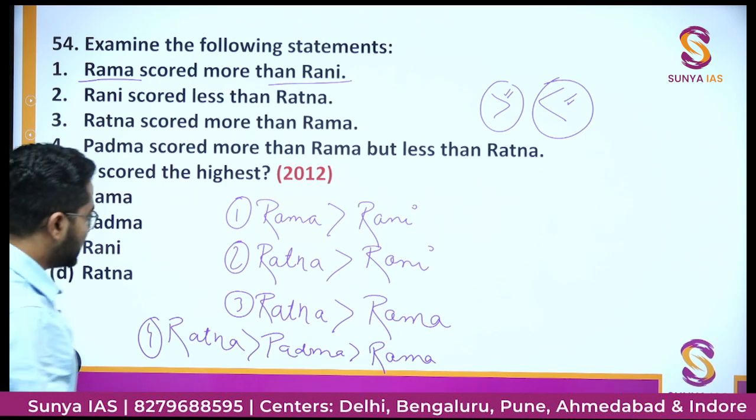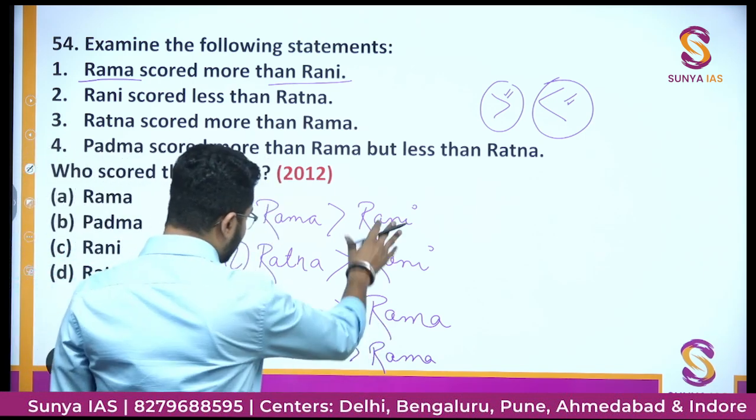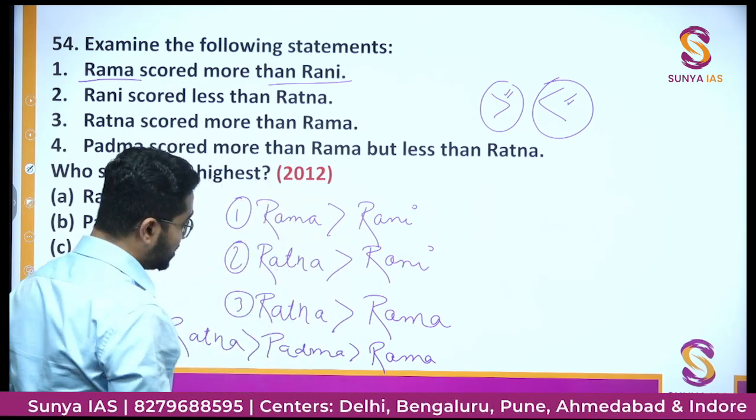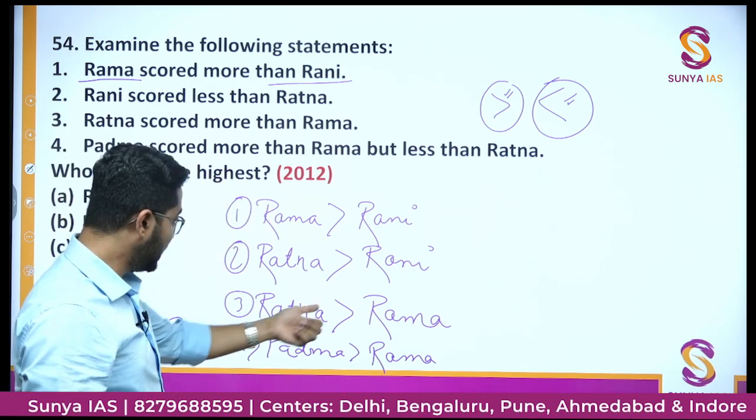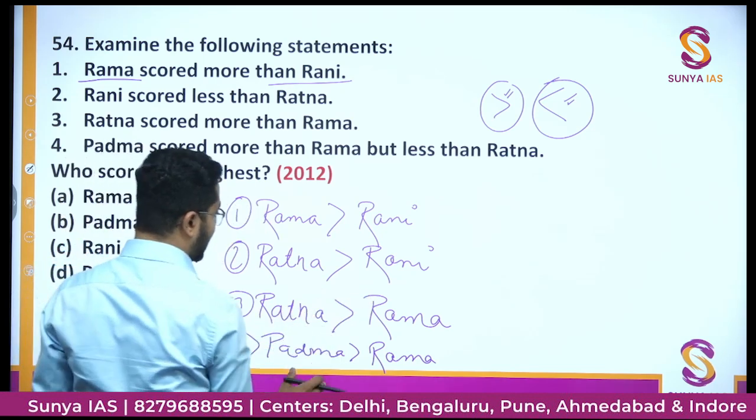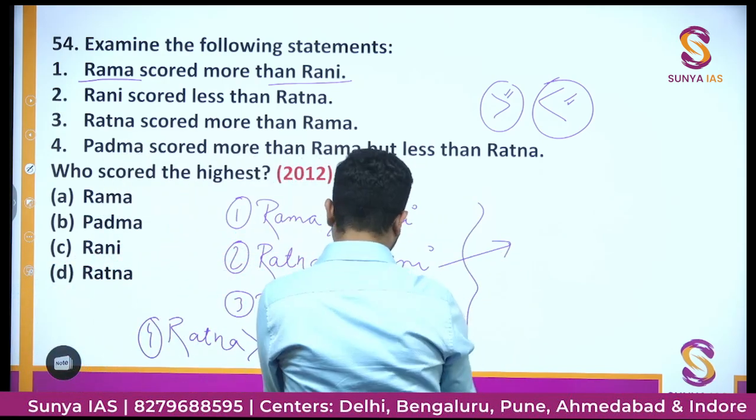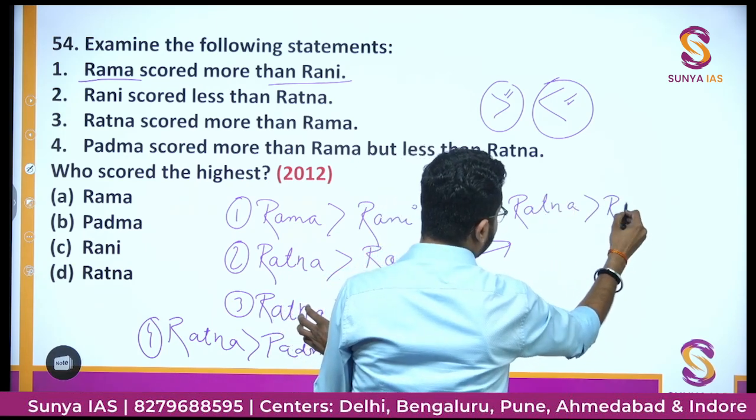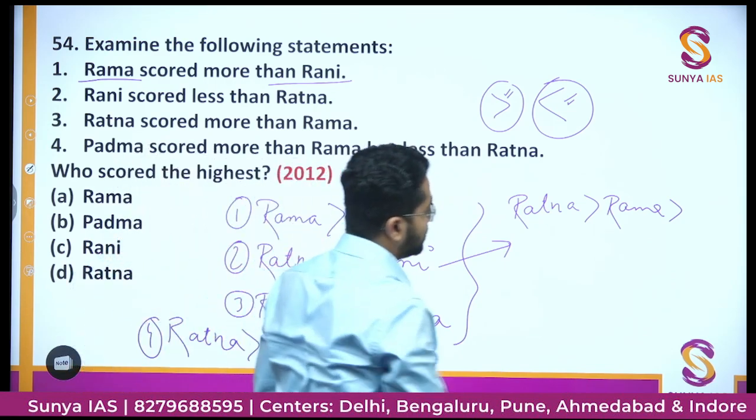So if we combine these statements, Rama is greater than Rani, Ratna is greater than Rani. So you cannot tell the relationship between Rama and Ratna, but it is already given that Ratna is greater than Rama and Rama is greater than Rani. So if we add these three, we can find that Ratna is greater than Rama, but Rama is greater than Rani.